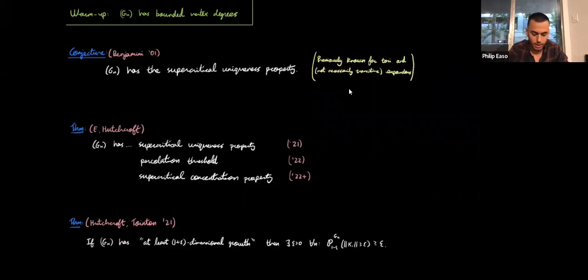So what they showed is that if your sequence of graphs has at least 1 plus epsilon dimensional growth in some sense, so you're not like the sequence of cycles or even a slightly thickened sequence of cycles, but you're a little more than that, then PC is less than 1, in the sense that you have a non-trivial phase where you have a giant cluster. You could also phrase that as saying there are supercritical sequences, right?